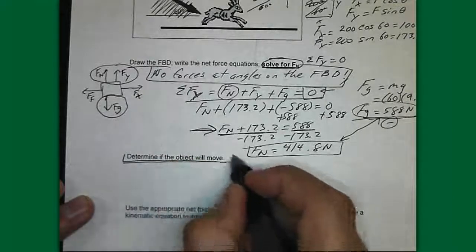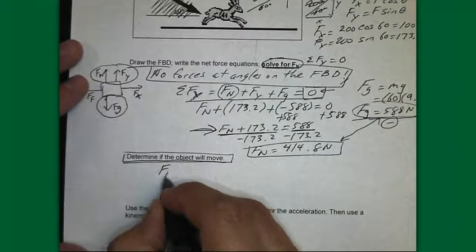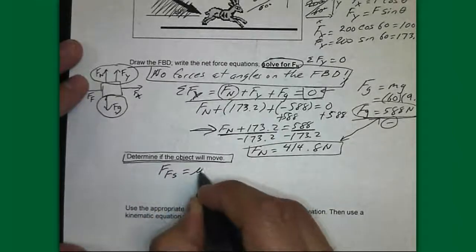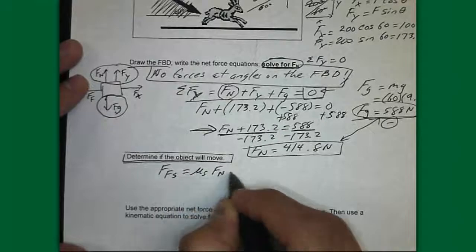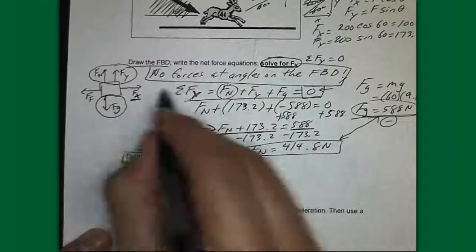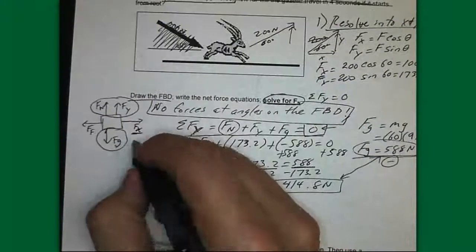This language tells us that the object is initially at rest, in which situation we have static friction. So I need to know what the force of static friction is to figure out if the object will move, because I already know what the x force is. I found it up here at the very beginning. It's 100 newtons. I'll probably go ahead and write that in here.